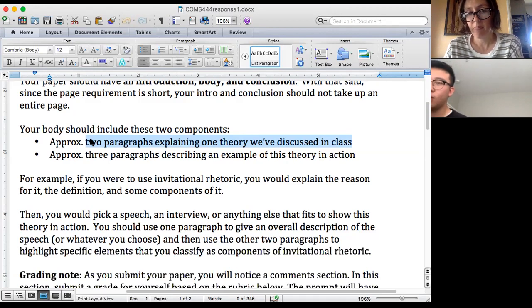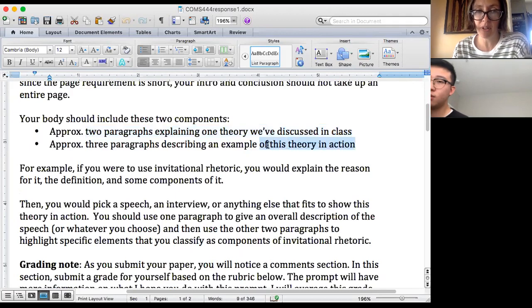Typically what I suggest with this, the first paragraph is sort of the big picture about what the theory is, and then the second paragraph is you pick a little bit of that theory to be more specific on. So maybe a key term or 2 that you expand on. Does that make sense? Yes. Okay, cool. And then the rest of the paper, so something like 3 paragraphs describing an example of this theory in action. So in other words, today we'll be talking about ideology.